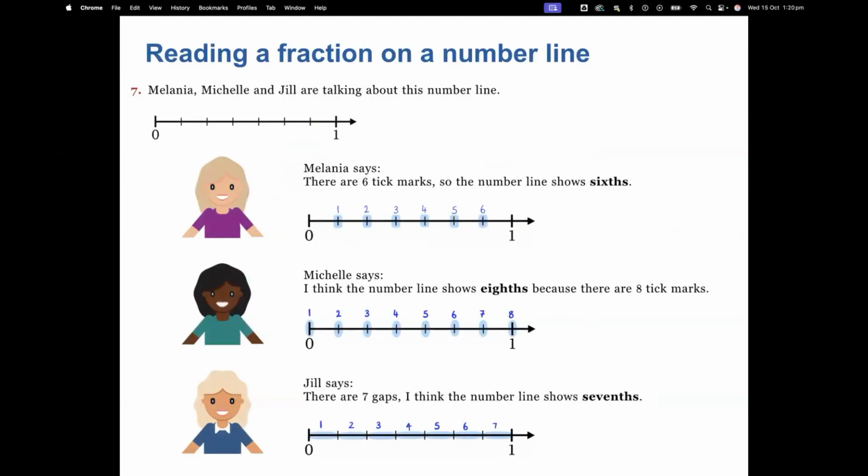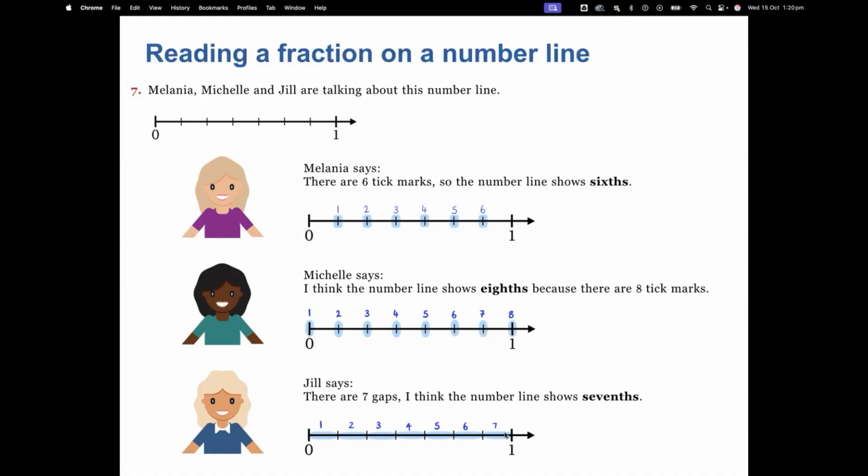Here's a really common misconception about number lines. What students sometimes do is they count the tick marks. So first of all, what you need to do is do what Jill does, which means count the gaps, and that will tell you what fraction can be represented on this number line. So if you count the gaps, you get 7.